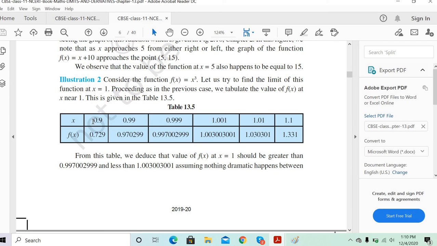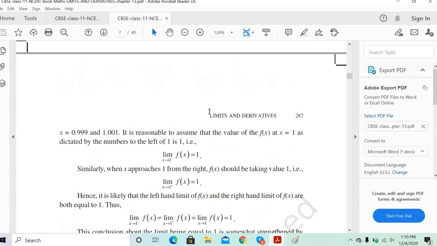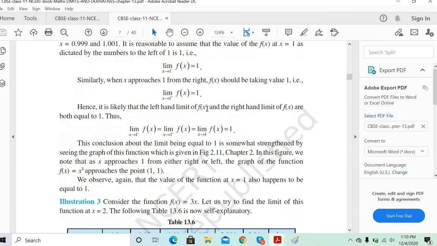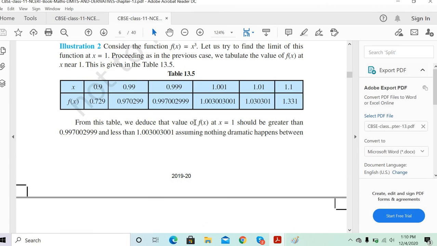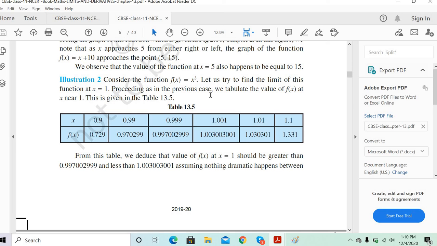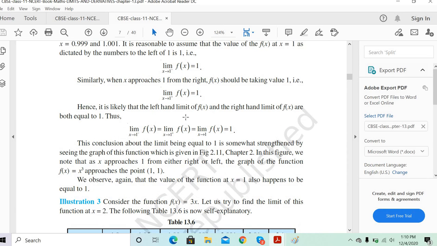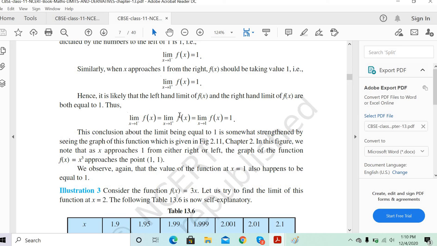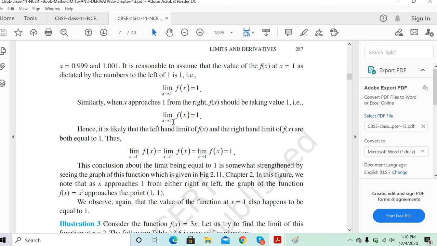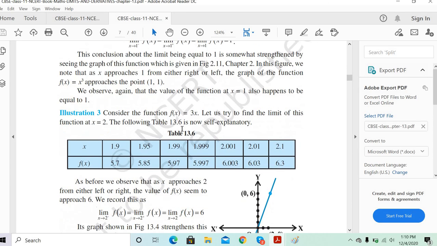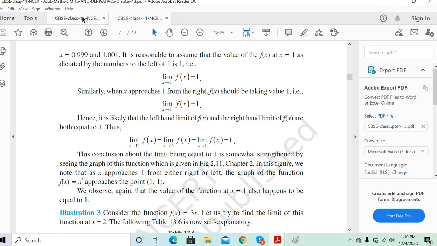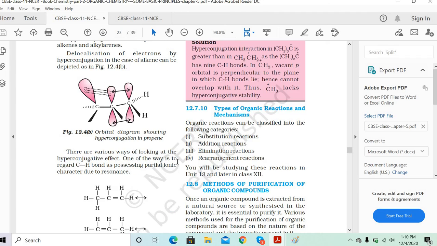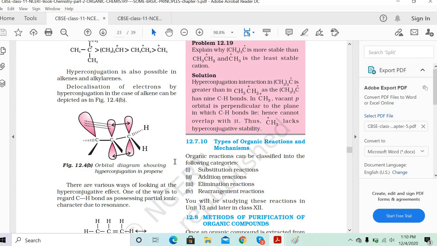Okay. Do the analysis of the illustration 2, table 13.5. Let's go to the table 13.5 and see the limit here for f of x equal to x cube. Same thing, it will be self-explanatory. If anything is not clear to you, let me know, I'll clarify. Then we can go to the illustration 3.